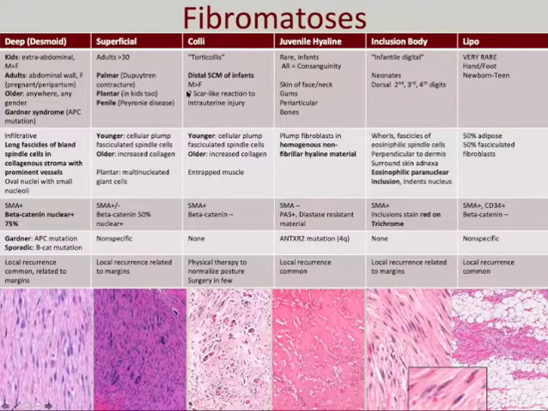These are less commonly associated with beta-catenin. Fibromatosis coli of your neck, juvenile hyaline, infantile digital or inclusion body, and so-called lipo. I'm going to let you read these over. These are extremely rare. I have no idea if they're going to come up on your boards, but something like a weird infantile or inclusion body may, because it's so characteristic with these little perinuclear inclusions.